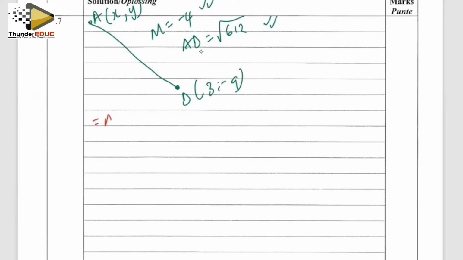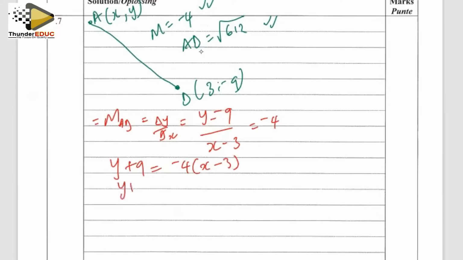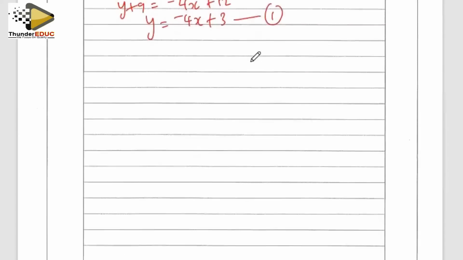So we know that the gradient of AD is going to be the change in Y over change in X. So that's going to be Y minus 9 over X minus 3. This must give us -4. So you can cross multiply. So Y plus 9 is going to be -4 into X minus 3. We open that up, -4X, that's going to be a plus 12. Let's move the 9 that side. So -4X plus a 3. Let me call that equation number 1.